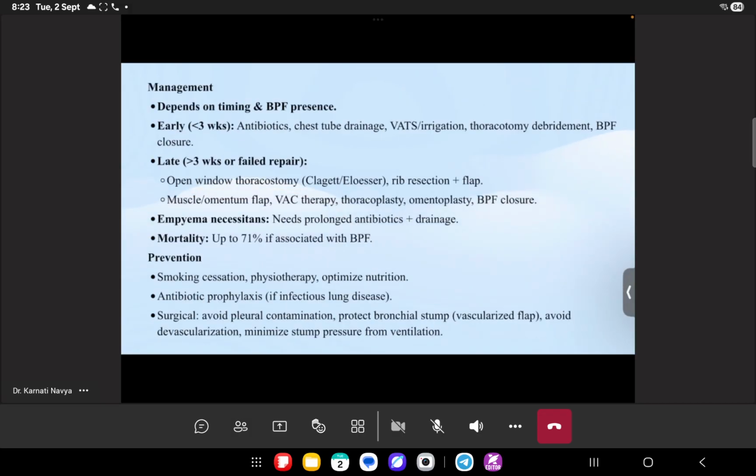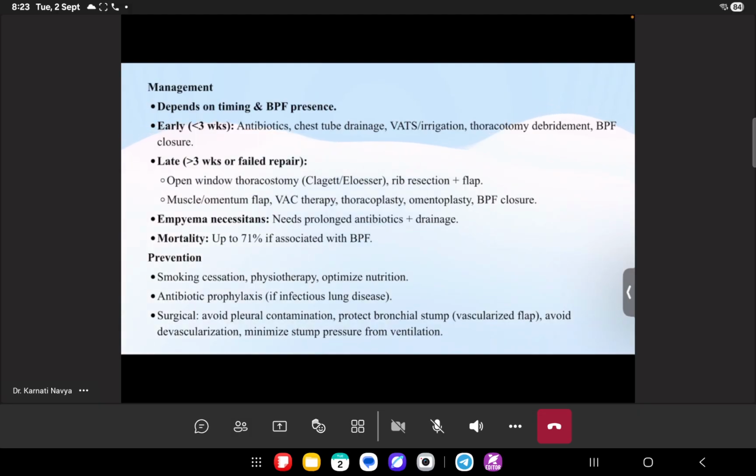Management depends on the timing and the presence of bronchopleural fistula. If early, within 3 weeks, antibiotics, chest tube drainage, VATS or irrigation, thoracotomy debridement, and bronchopleural fistula closure is performed. If it's more than 3 weeks or a failed repair, open window thoracostomy, which is Clagett or Eloesser window, rib resection plus flap is considered. Muscle or omental flap, VAC therapy, thoracoplasty, omentoplasty, and bronchopleural fistula closure is performed.